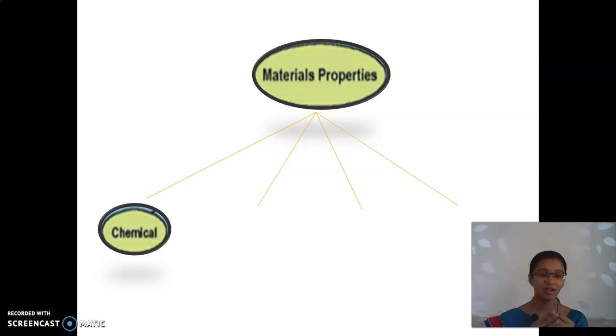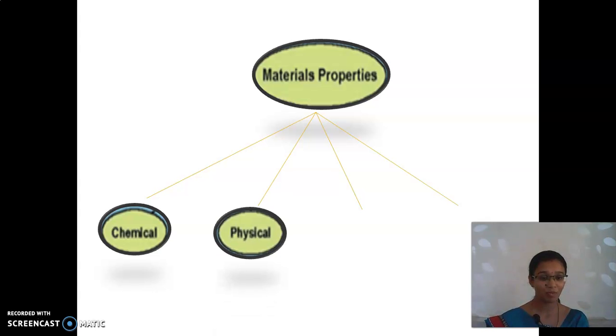For example, we make a chair. For making a chair, what do we need? We need wood, or we may make it by using iron. So what is the chemical compound which is used for making a chair? It is wood. So the materials are classified based on chemical properties.